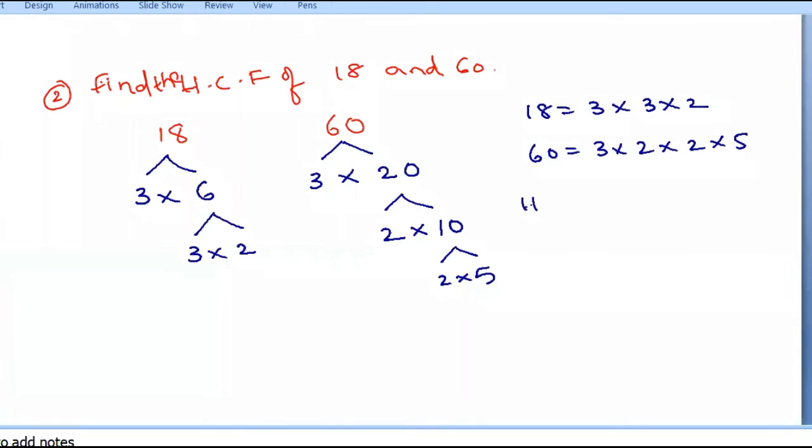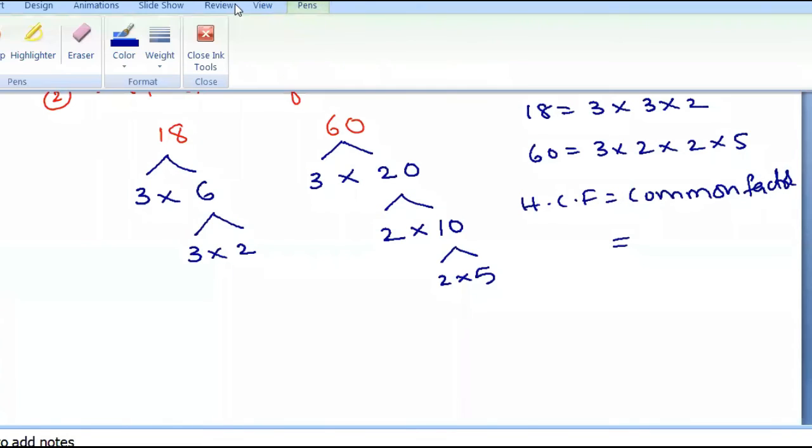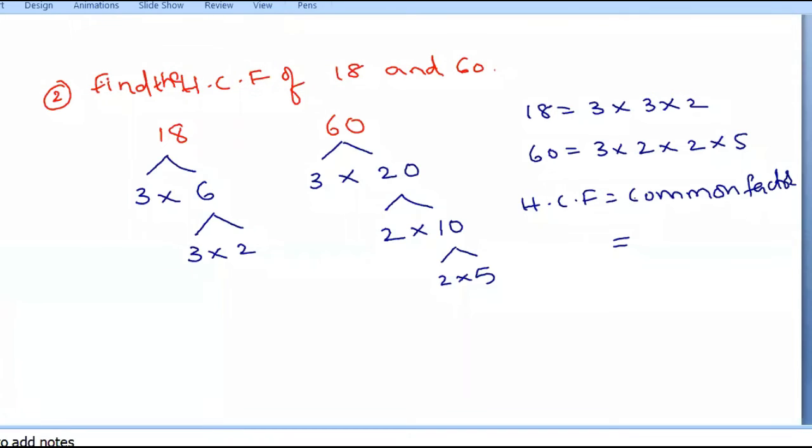So how do we write the HCF? You need to take the common factors from the given products. Now you should pick the common factors. So what are the common factors? Here we have 3 as a common factor, and one more 2 as a common factor. So the HCF of 18 and 60 is 3 times 2, which is 6. So it is 6.